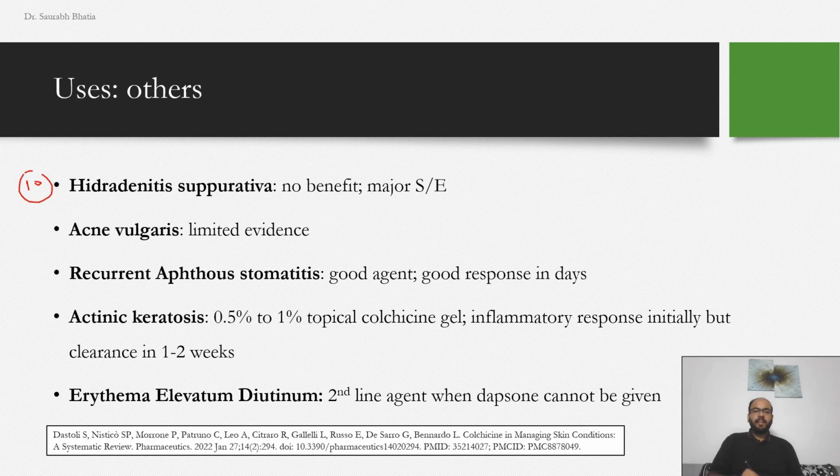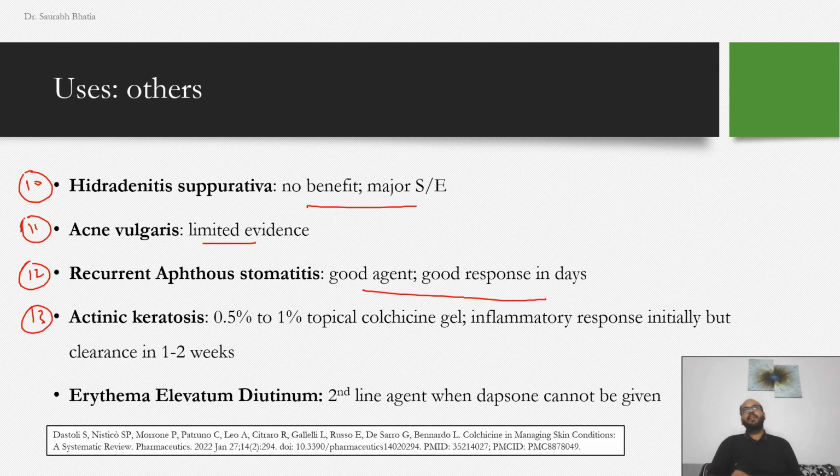Now, others like hidradenitis suppurativa, no benefit, major side effects. Acne vulgaris, limited evidence. Recurrent aphthous stomatitis, good agent, good response quickly within days. Actinic keratosis. Now, in actinic keratosis, a topical agent was used, topical colchicine gel, 1% to 0.5%. Good inflammatory response initially, and when the inflammatory response clears up, there was clearance of lesions. But again, if you stop using it, actinic keratosis is a disease which will recur if you don't have other protective measures. So again, relapses were common.